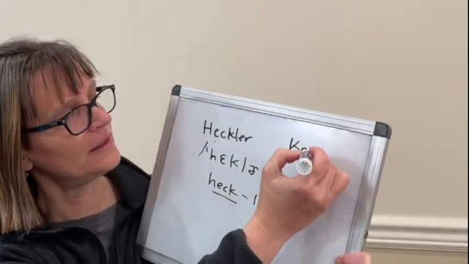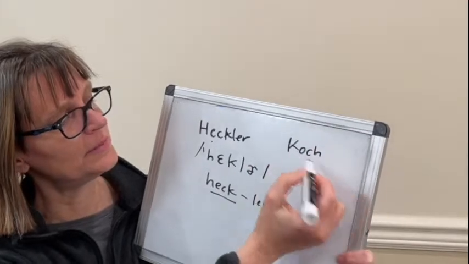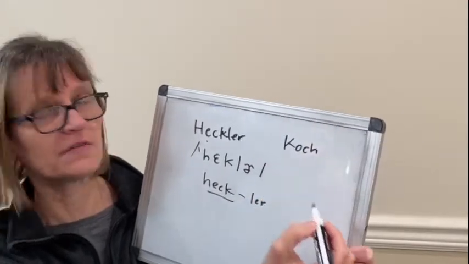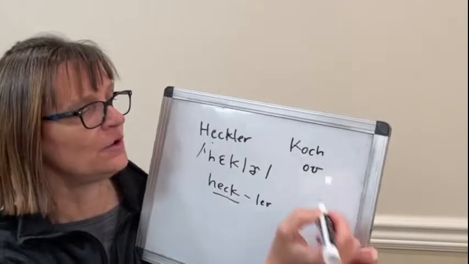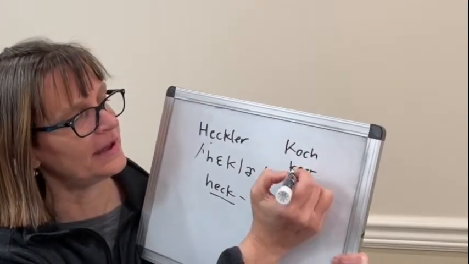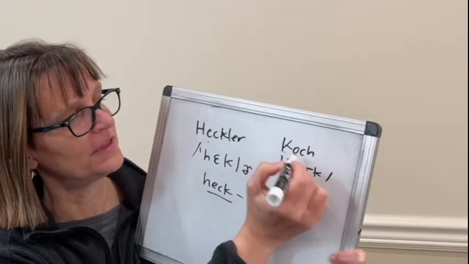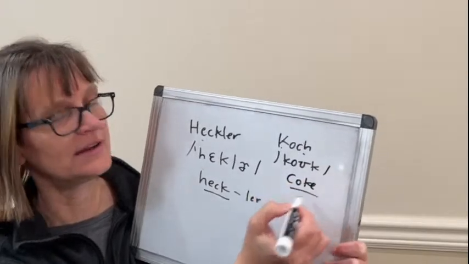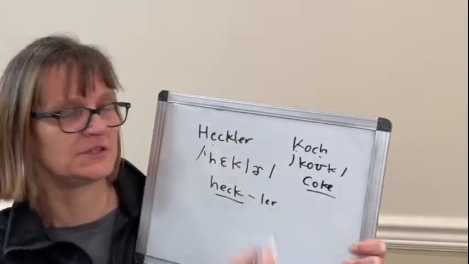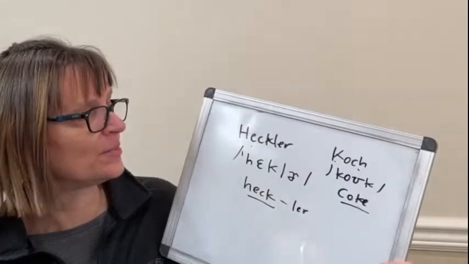And then this name Koch looks kind of weird, kind of strange spelling. It's the O vowel, the O diphthong, and both the K and the CH say the K sound. It's actually the same as the brand name Coke, so that might be a way to think about how to pronounce that.